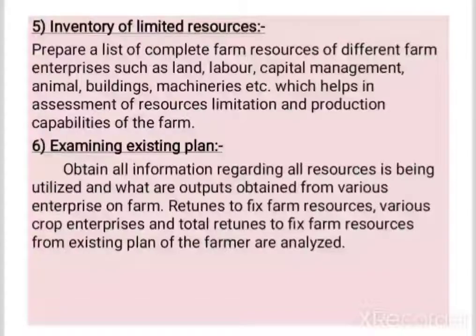And the sixth point is examining the existing plan. The farm planner, the owner has to analyze the existing plan and see what are the existing resources and what are the existing costs involved, and how these costs can be minimized by effective utilization of the resources, so that more profit can be generated in the future. So these are the ways by which evaluation of the available resources is done in the farm business organization.